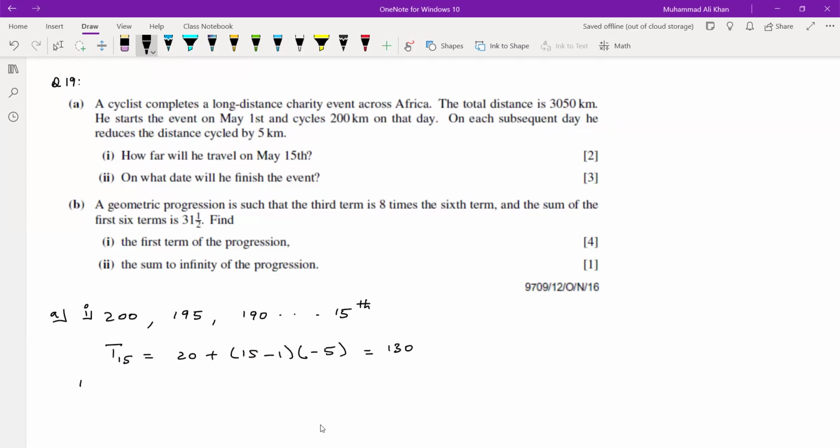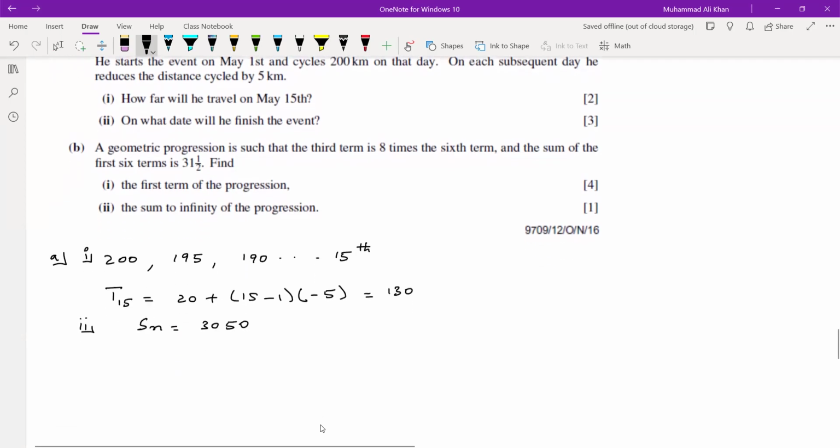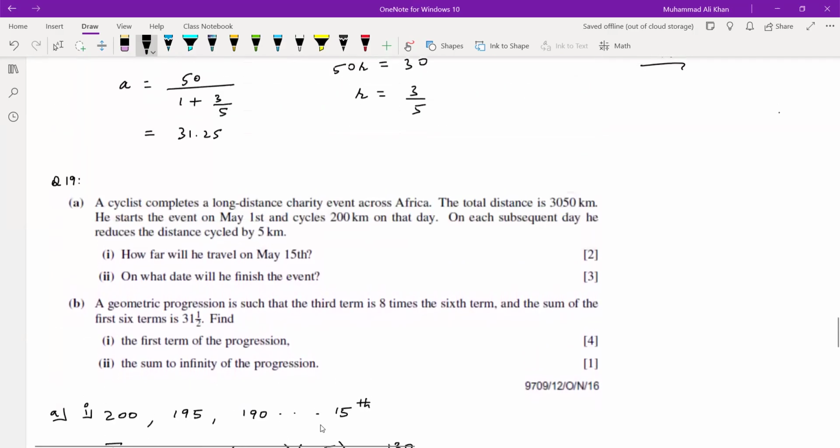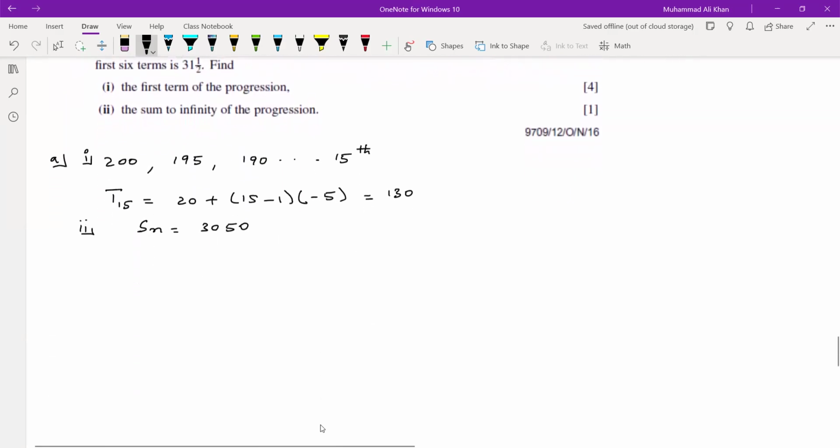And after that, in the second part: on what date will he finish the event? तमाम distance का sum कितना हो जाए? 3050, because the total distance he has to cover is 3050. So the sum of all distances is equal to 3050. We have to calculate n, किस term पर जाकर complete होता है ये distance, by using the formula n by 2.